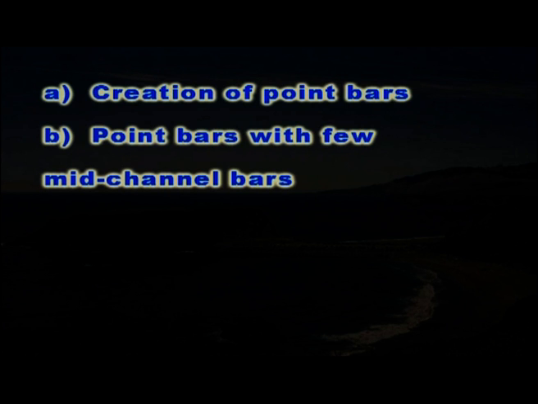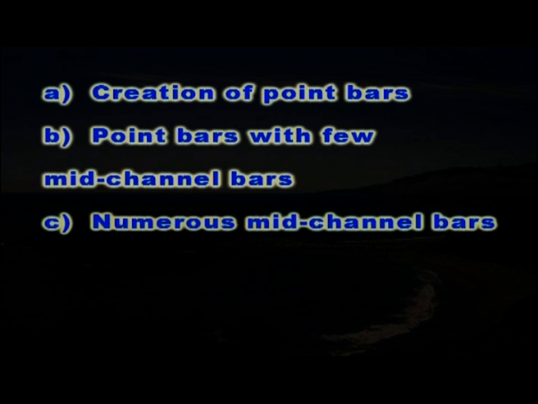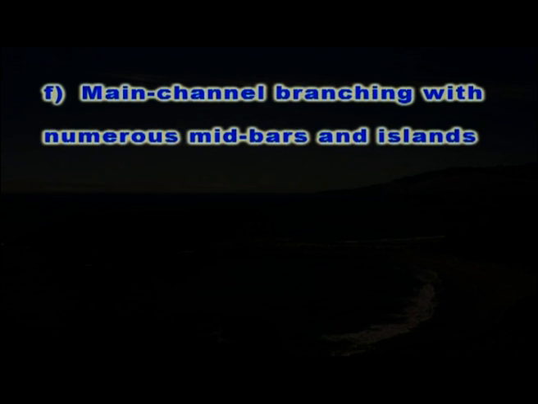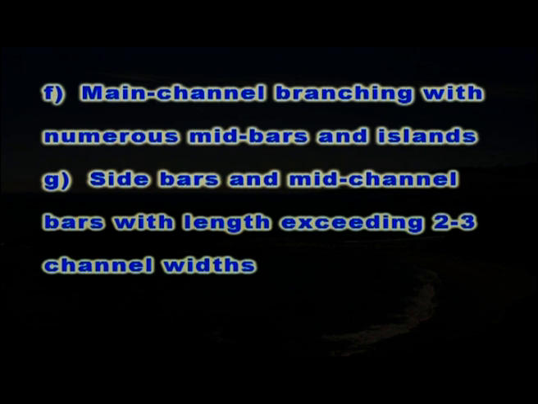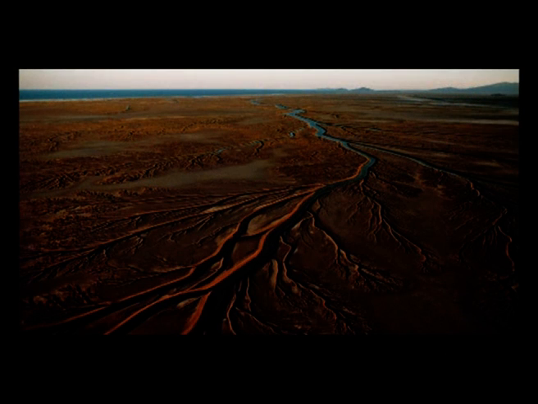Rossgen, in the year 1996, proposed the following features that are created during the course of deposition by a river along its flow path: creation of point bars with few mid channel bars, numerous mid channel bars, side bars, diagonal bars, main channel branching with numerous mid bars and islands, side bars and mid channel bars with length exceeding 2 to 3 channel widths, and delta bars. These are very important features which we can identify along the river beds.